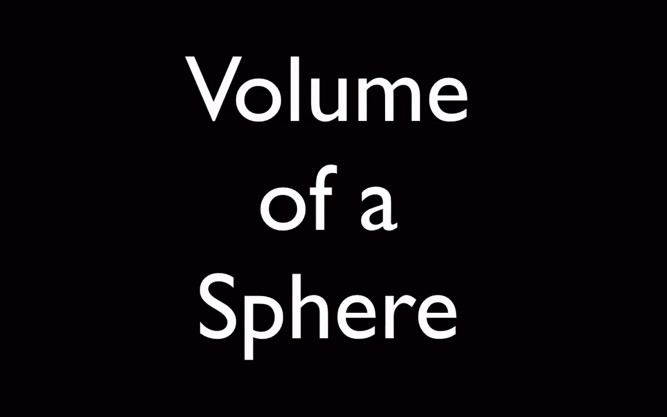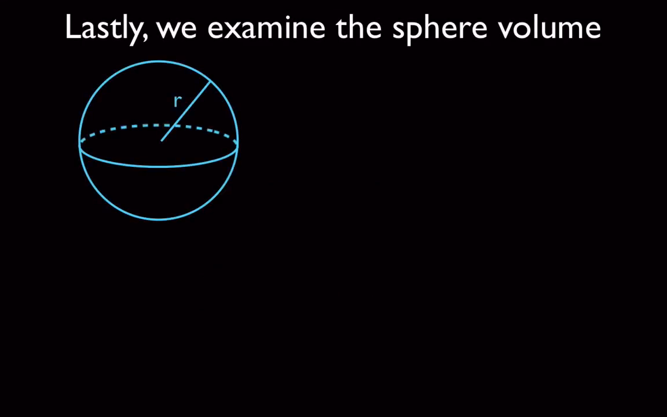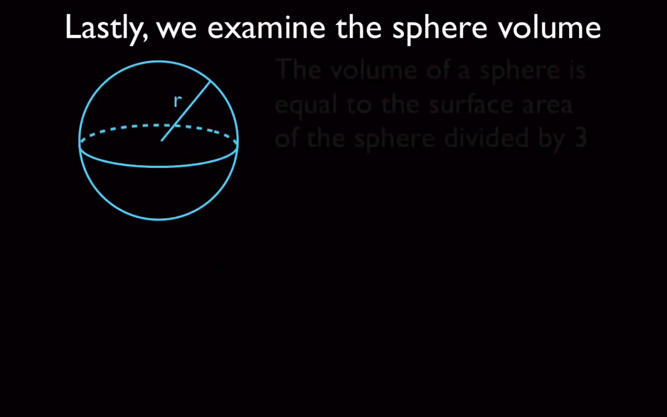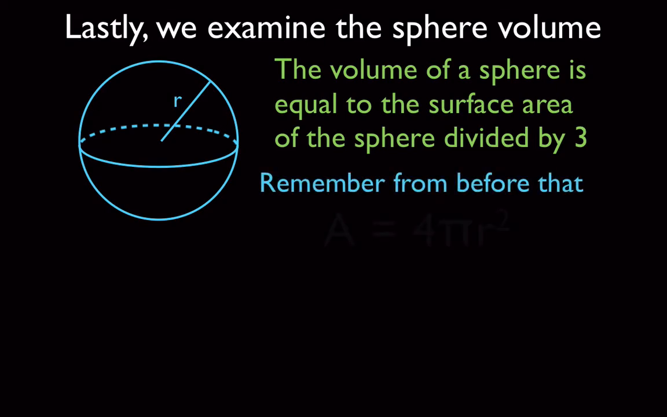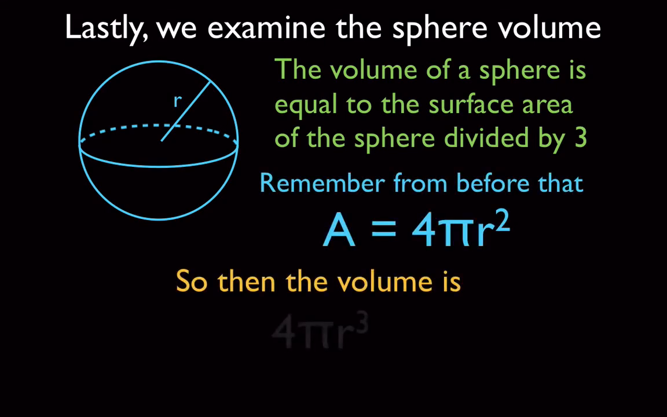Okay, lastly, we're going to look at the volume of a sphere. We look at it separately because it's kind of different than everything else. First off, let's look at the formula. Well, when we have a sphere, the main thing and the only detail is the radius. The deal is the volume of a sphere is equal to the surface area of the sphere divided by 3. Kind of. I mean, the formula for surface area is 4 pi r squared, and the formula for the volume is 4 pi r cubed divided by 3. So it's close. Volume is 4 pi r cubed over 3.